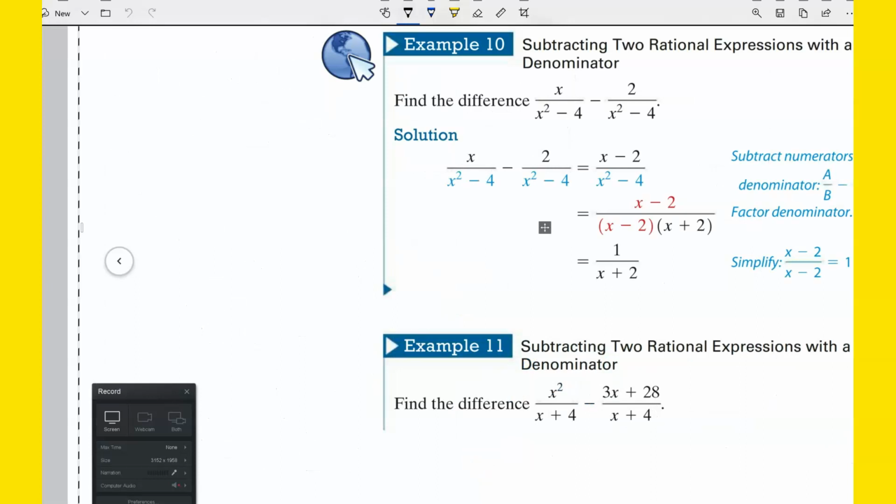Okay, beginning in example 10, we have subtracting going on instead of adding. Okay, so let's see how that affects us. So look at example 10. The good thing about example 10 is we already have a common denominator, so we don't have to do any factoring on bottom, because we already have a common denominator. So that's good. All we have to do is combine like terms on top.